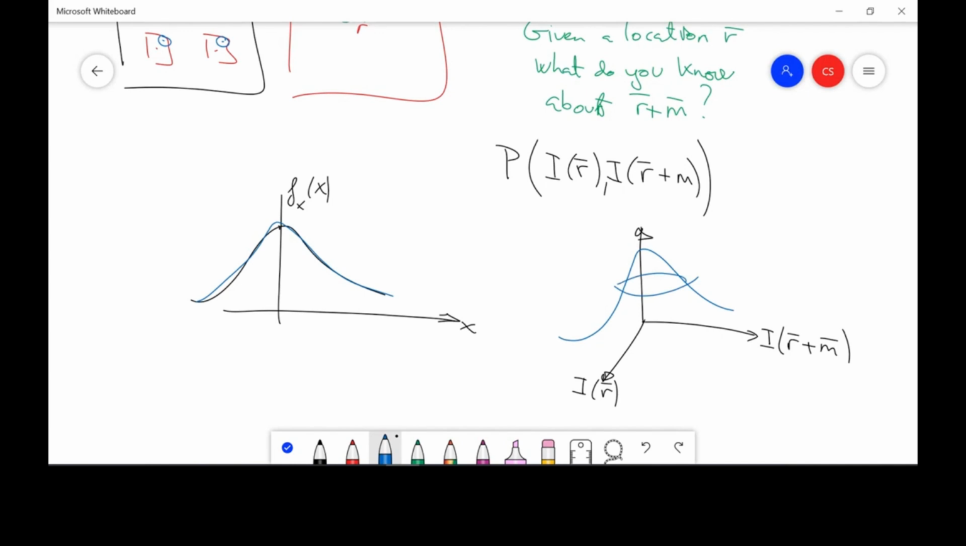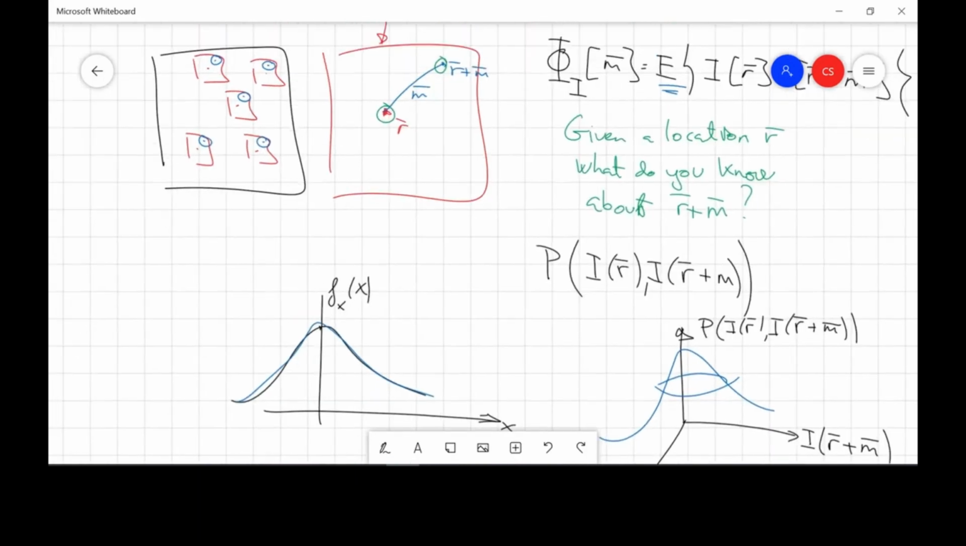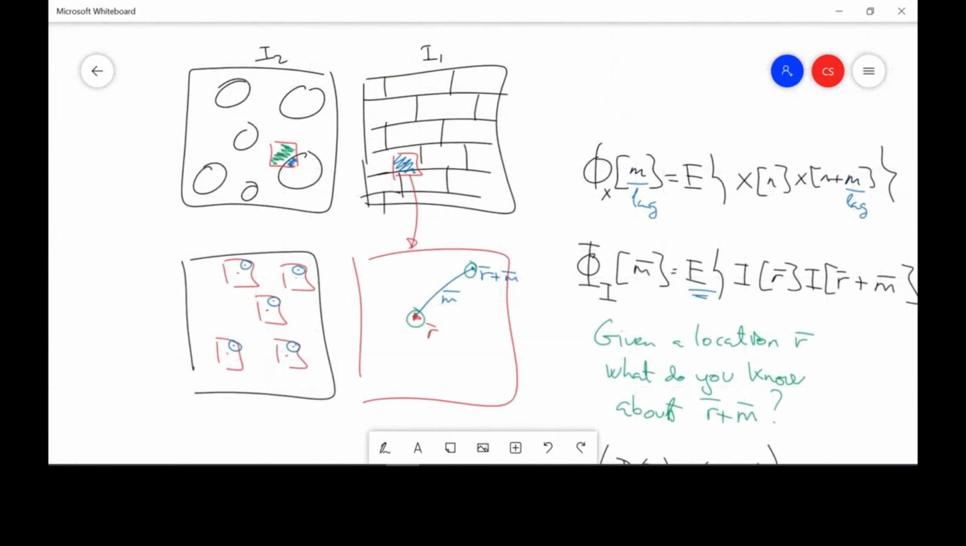So this would be P of I(r), I(r) plus m. Okay, so this surface here. What is the likelihood that I of r takes this value and I of r plus m takes that value? Okay, so autocorrelation is a moment of that distribution.